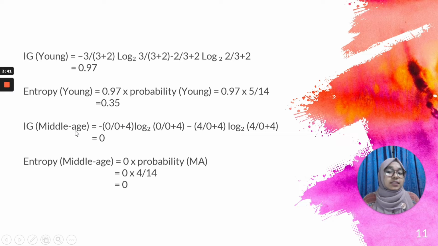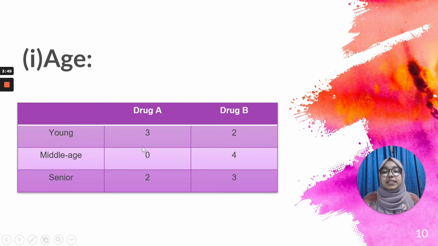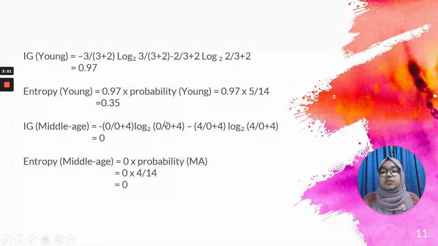The IG of middle age is 0 because it has a value of 0. We see in the table, middle age has a value of 0. So after calculating, we find the information gain of middle age is 0. If information gain is 0, then entropy will be 0.